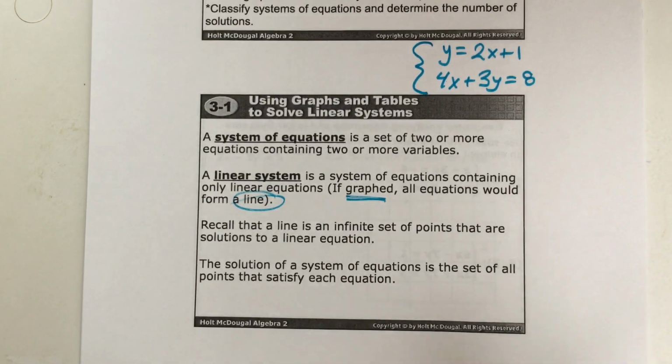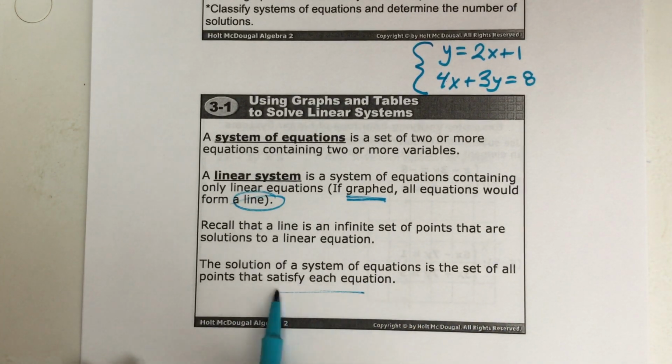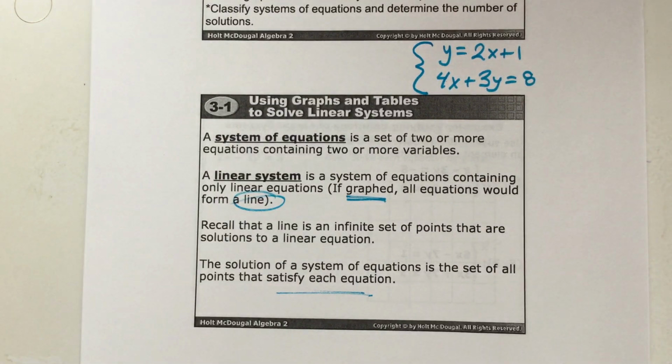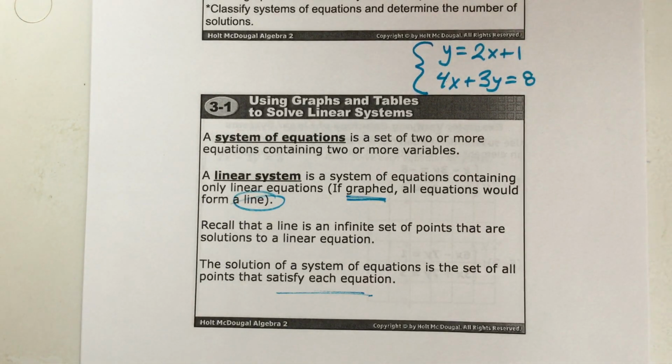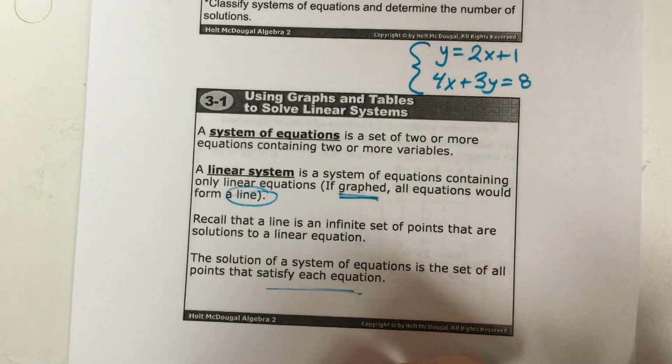Okay? The solution of a system of equations is the set of all points that satisfy each equation. What that means is you're looking for the ordered pair that, if you plug them into each equation, you would end up with a true statement. What we're really looking for are points of intersection.